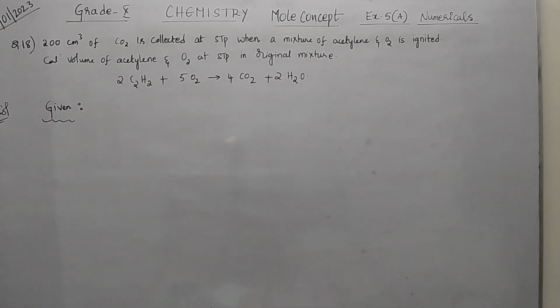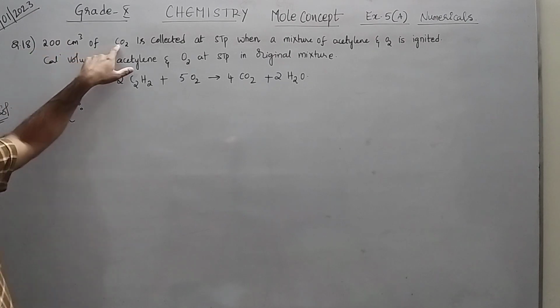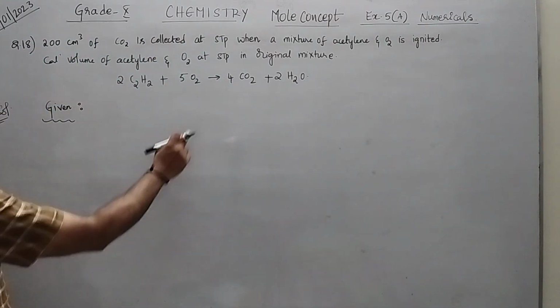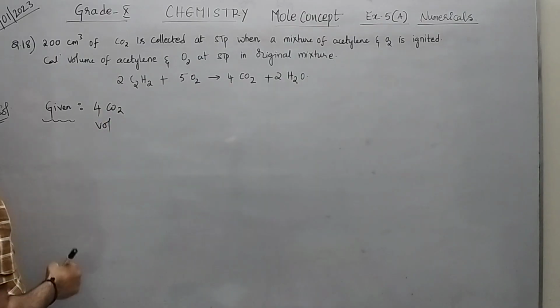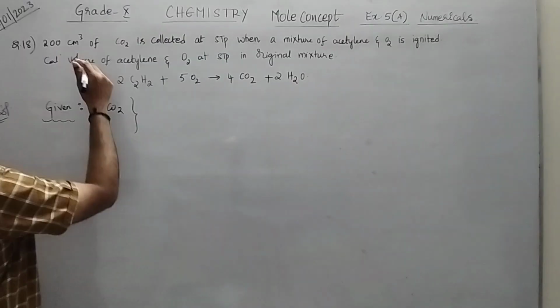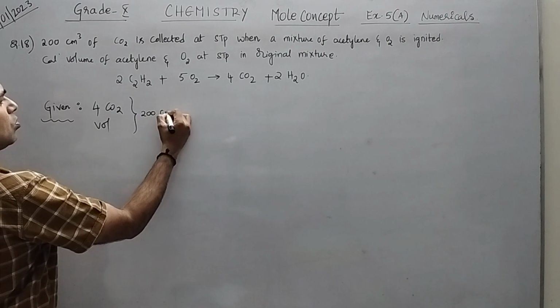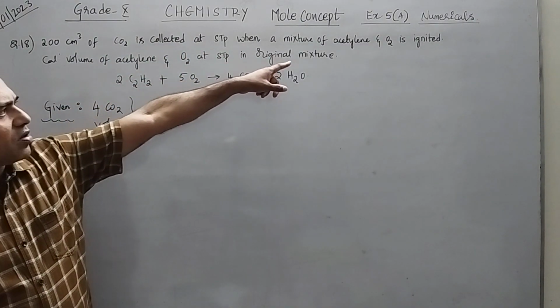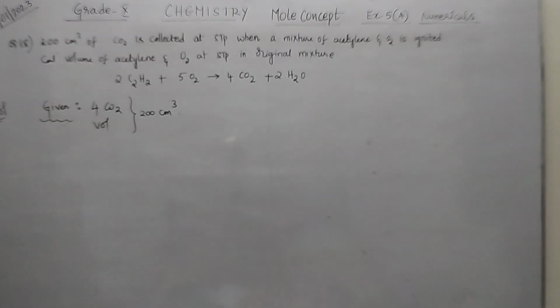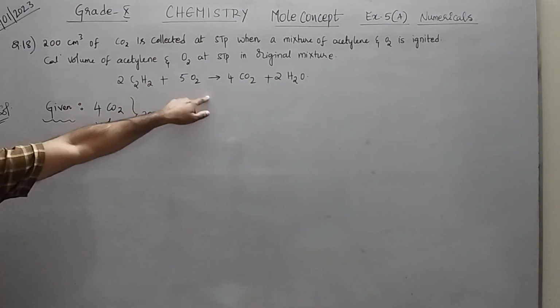Now read question number 18 and try to solve it. 200 centimeter cube of CO2 is collected at STP. That means they have mentioned 4 volumes of CO2, which is nothing but 200 centimeter cube, collected at STP when a mixture of acetylene and oxygen is ignited. They are asking what is the volume of these two.